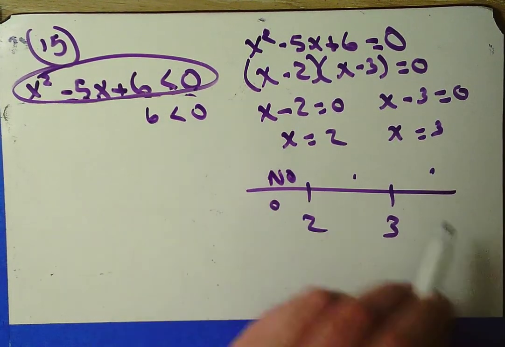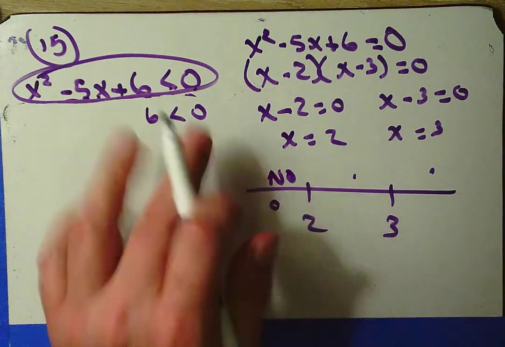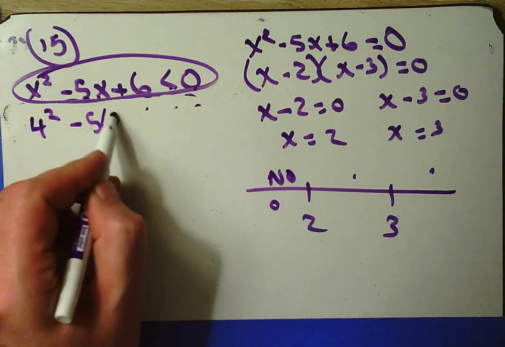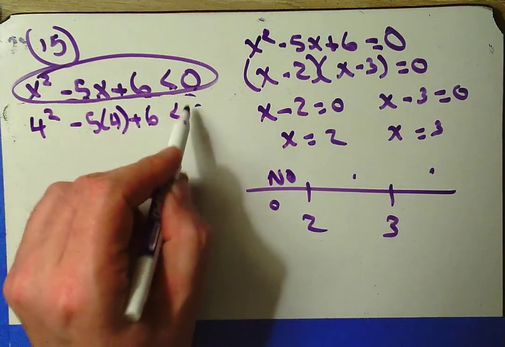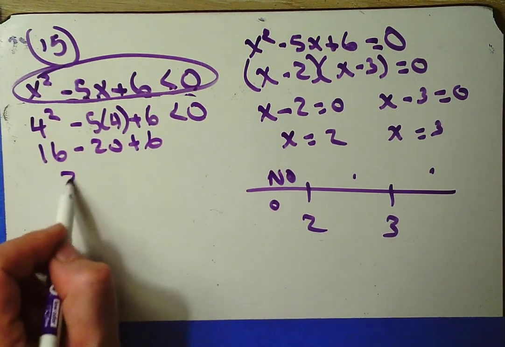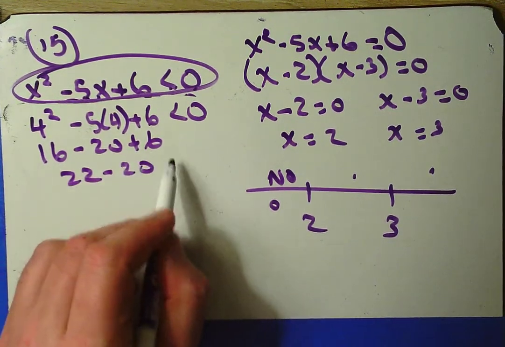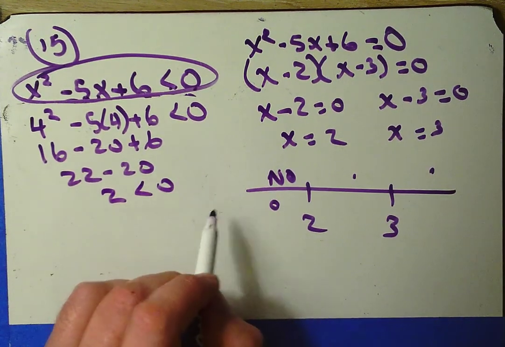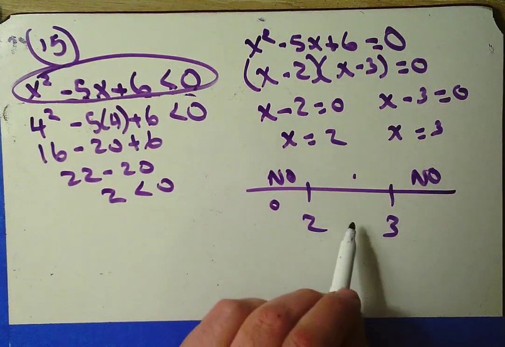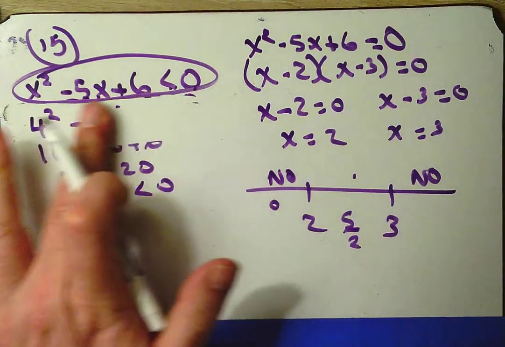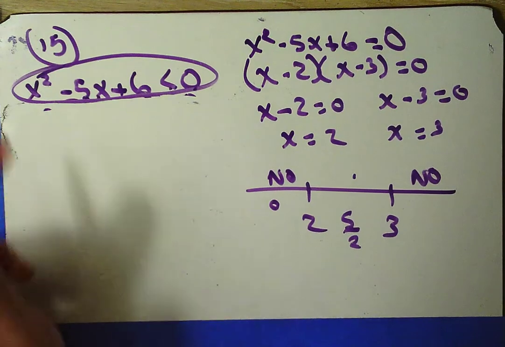No. And if I plug in a number bigger than 3, like if I plug in a 4, 4 squared minus 5 times 4 plus 6, I'm going to have 16 minus 20 plus 6, 22 minus 20, or 2. Is 2 less than 0? No. So what about a number in here like 5 halves, 2 1/2?